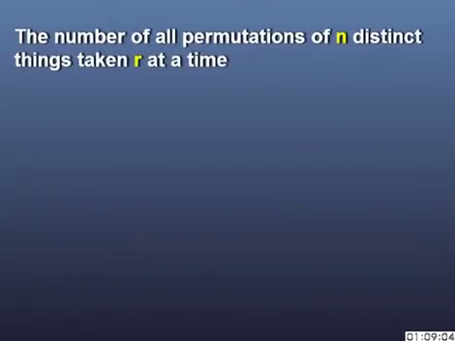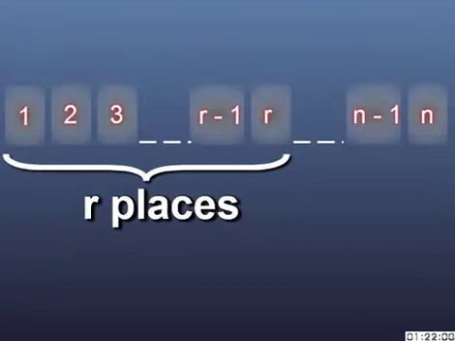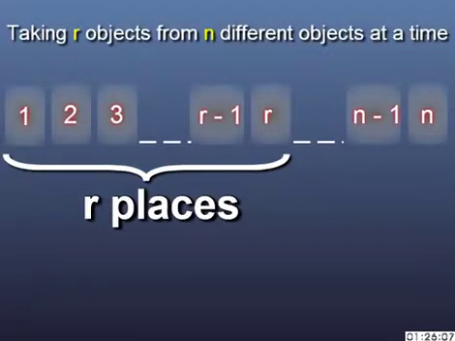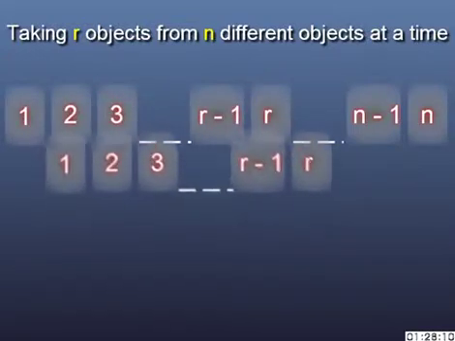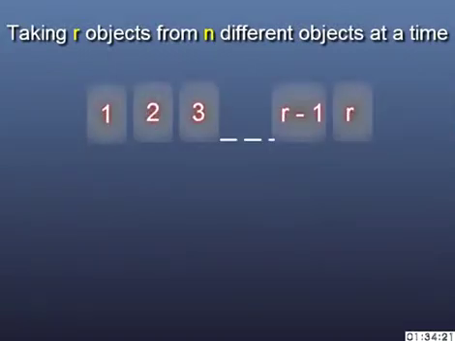We know that the number of all permutations of n distinct things taken r at a time is given by nPr. The number of permutations of n distinct things taken r at a time is the same as the number of ways in which we can fill up r places when we have n different things.